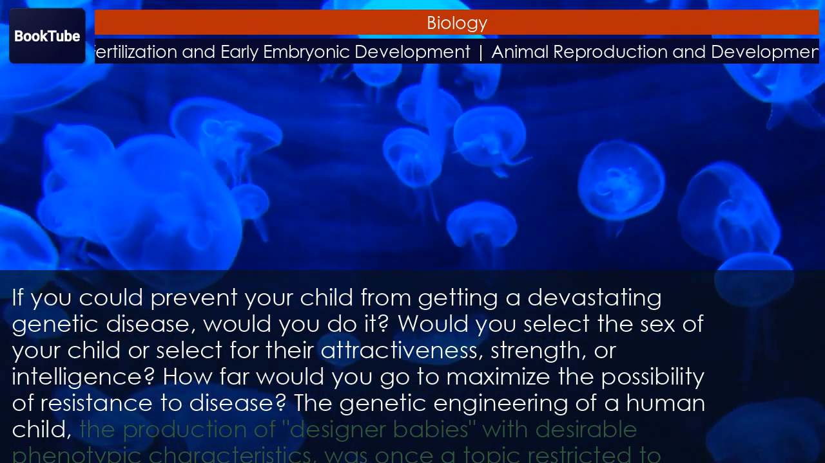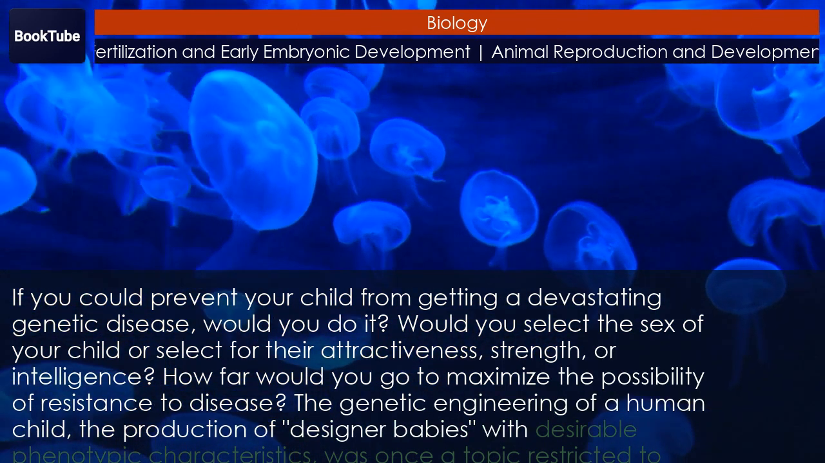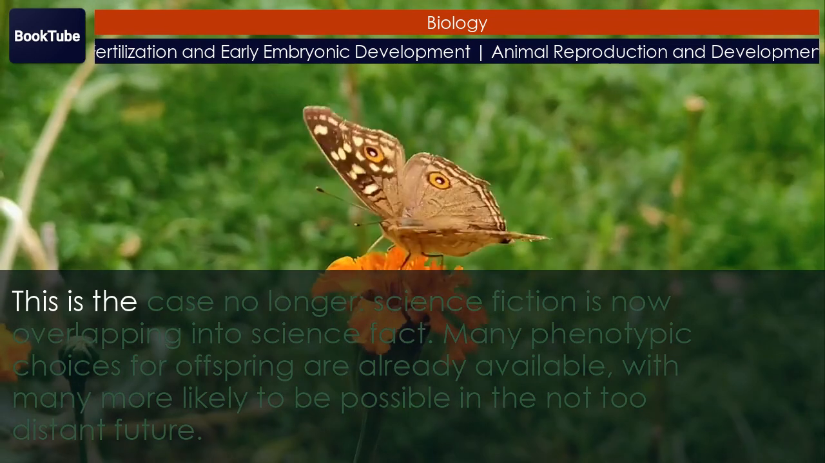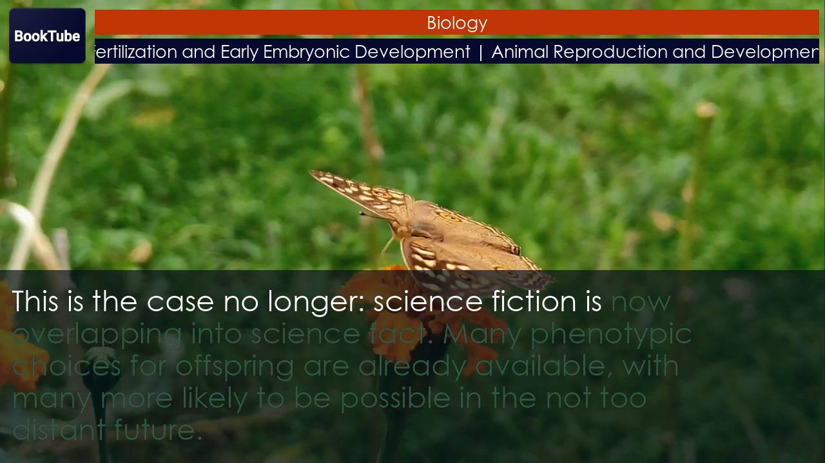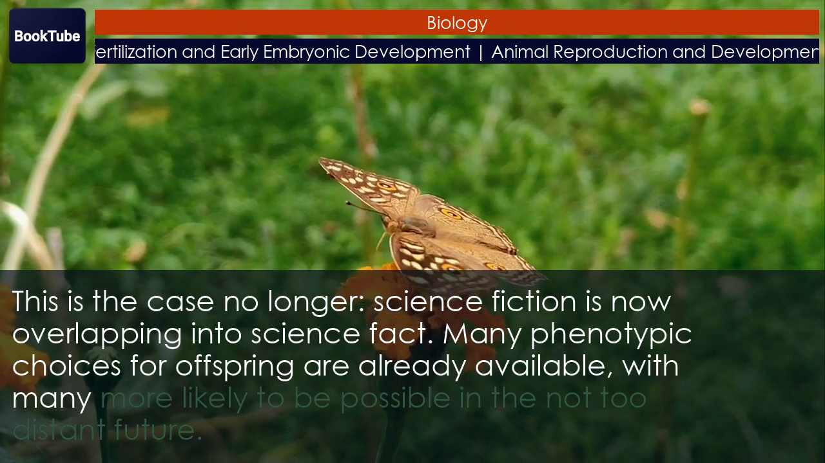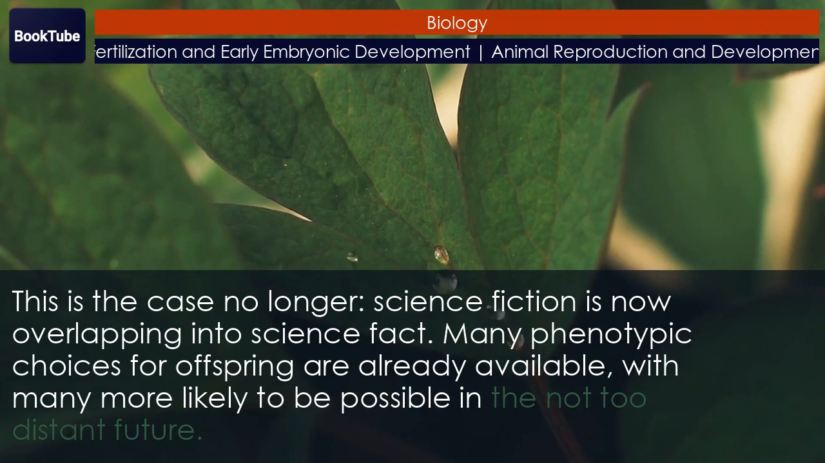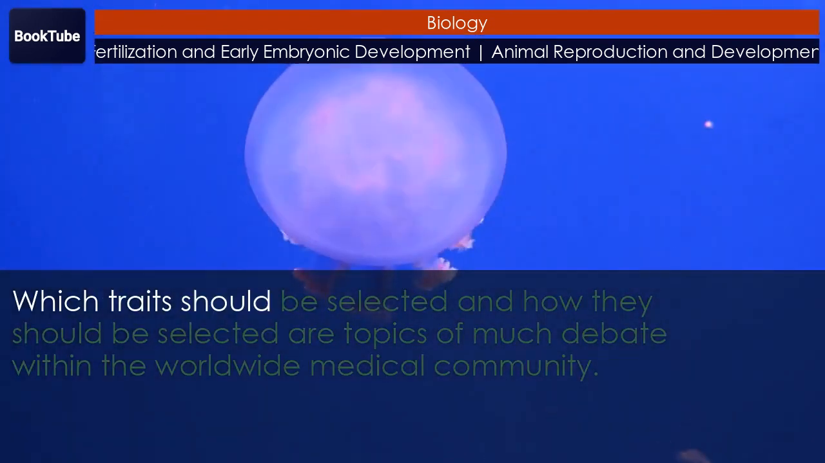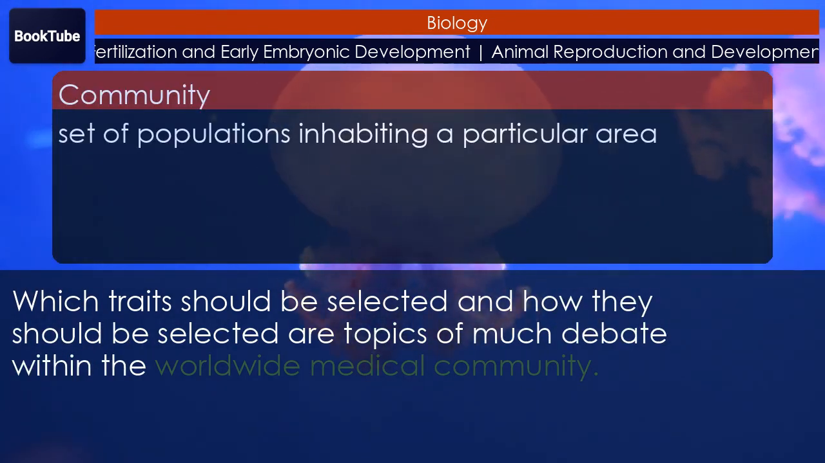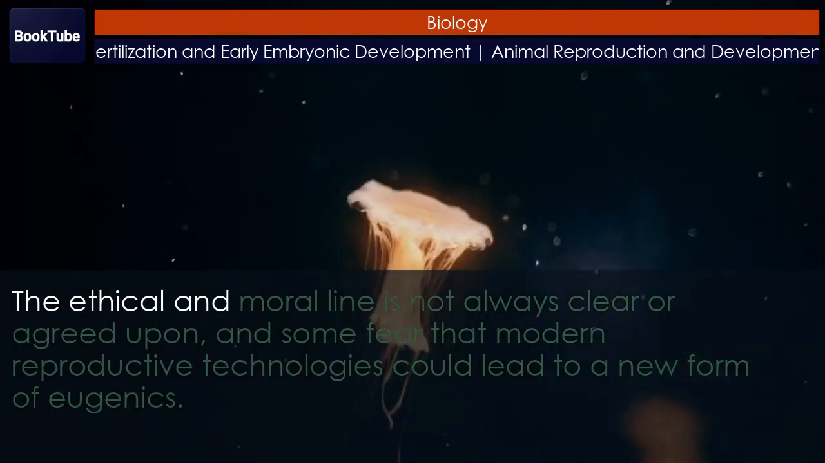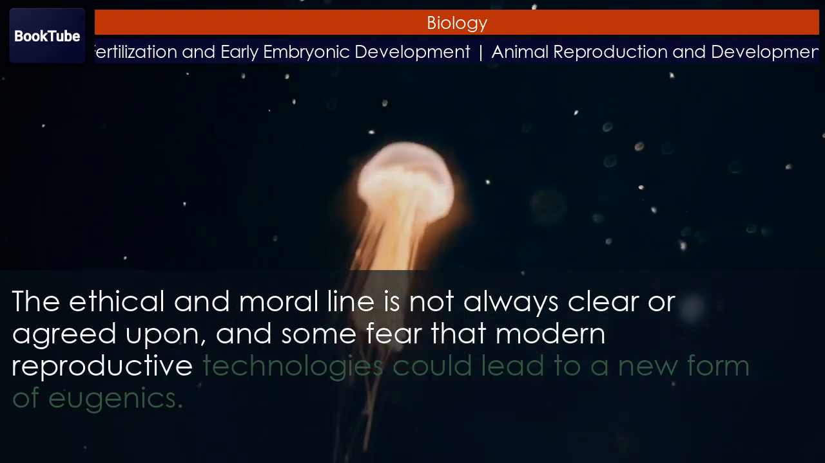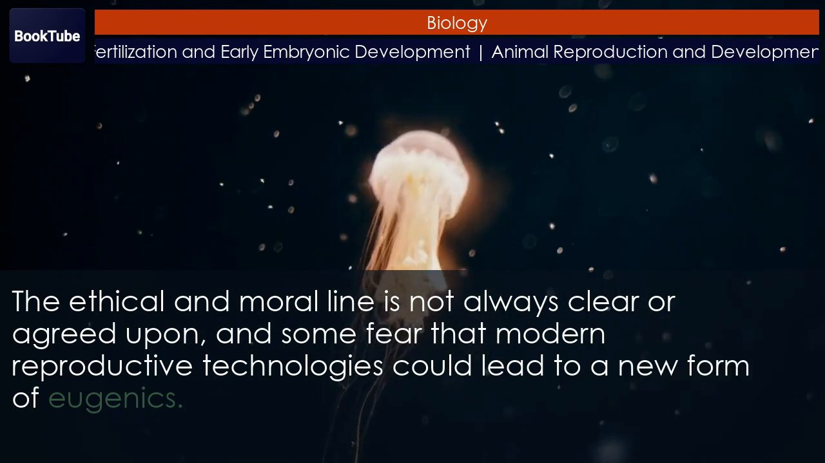The production of designer babies with desirable phenotypic characteristics was once a topic restricted to science fiction. This is the case no longer. Science fiction is now overlapping into science fact. Many phenotypic choices for offspring are already available, with many more likely to be possible in the not-too-distant future. Which traits should be selected and how they should be selected are topics of much debate within the worldwide medical community. The ethical and moral line is not always clear or agreed upon, and some fear that modern reproductive technologies could lead to a new form of eugenics.